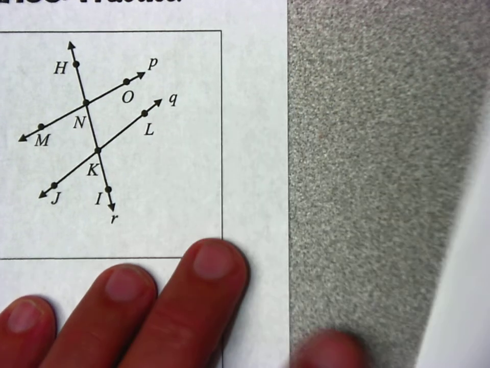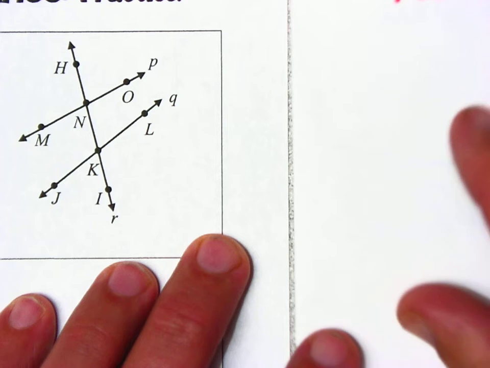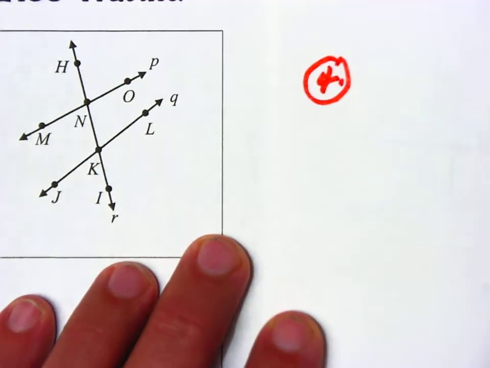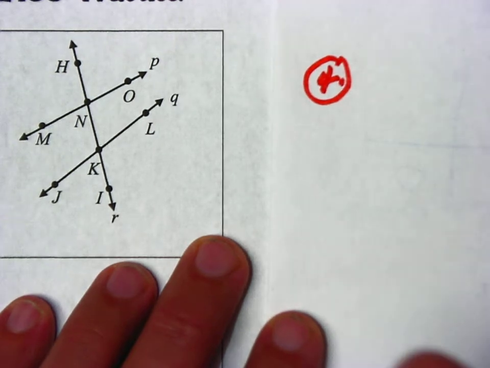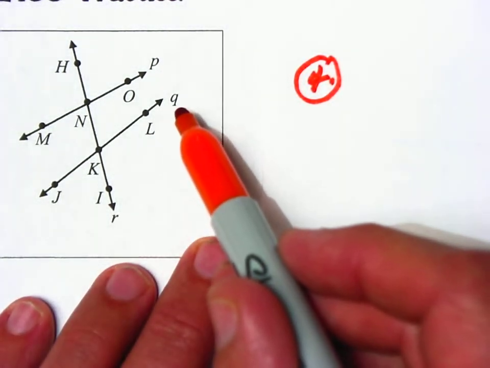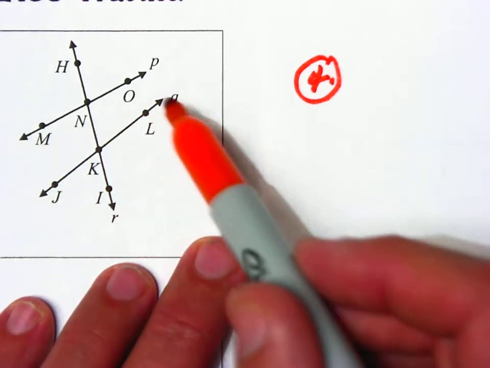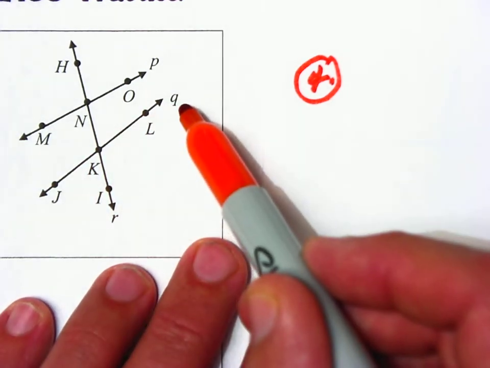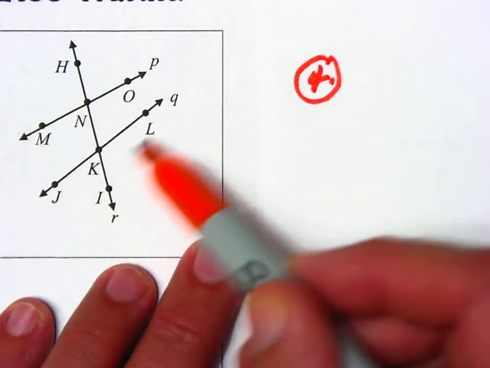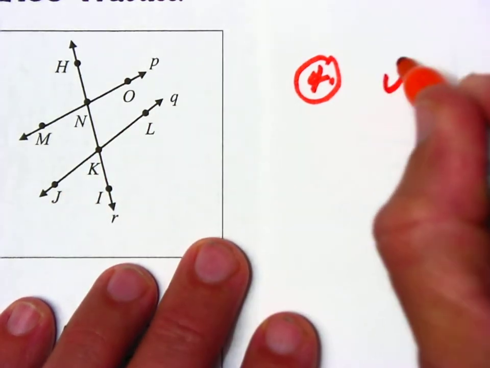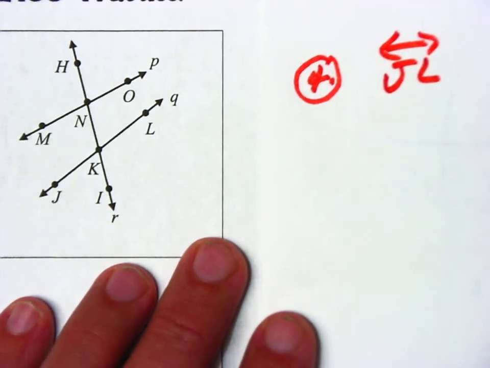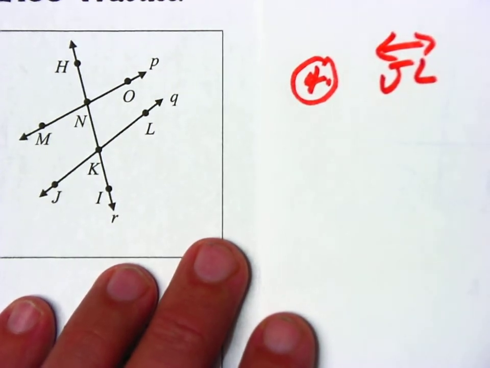All right, question 4. Another name for line Q. If you want to name a line with 1 letter, you can. We usually do a lowercase cursive letter. So when it says line Q, there's your line Q. If I want to name this with points, I have to pick 2. So I'm just going to pick JL, and I'm going to put a double-headed arrow above it. Again, you can pick any 2 points that are on Q.